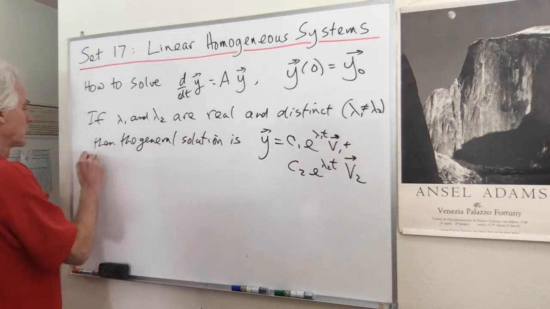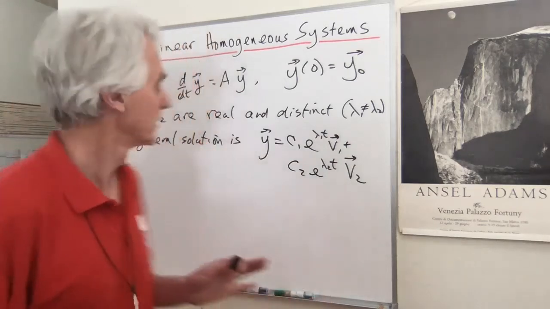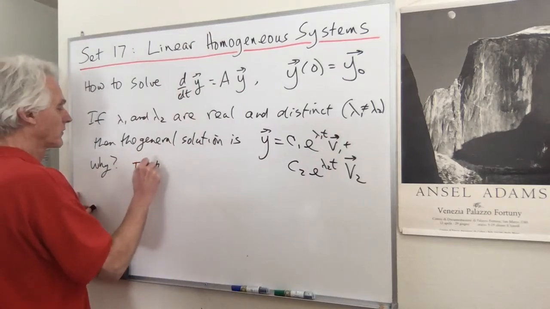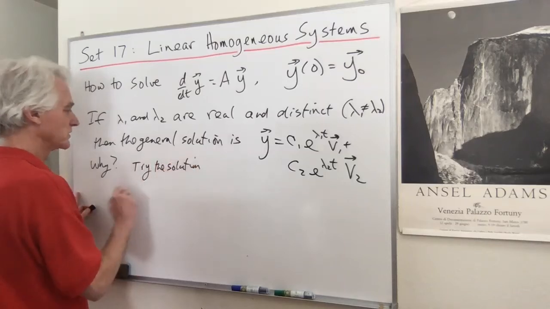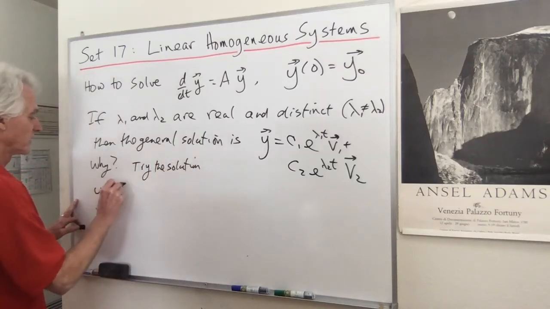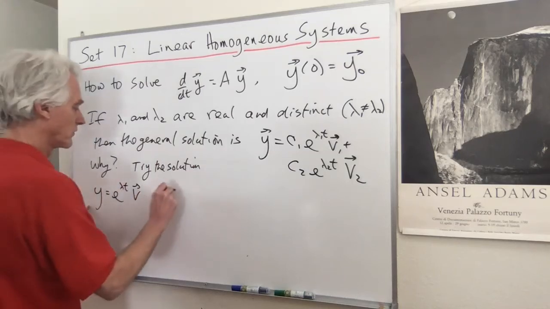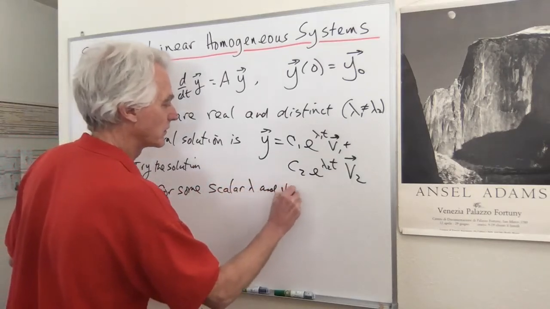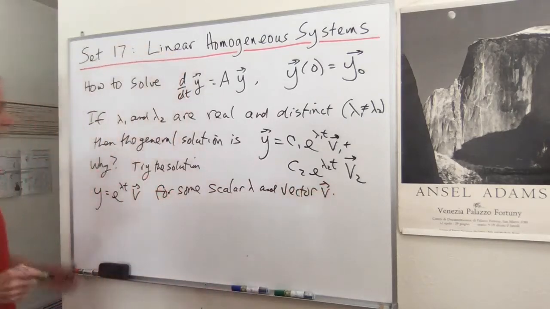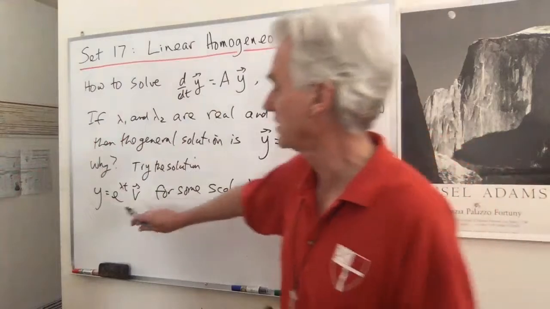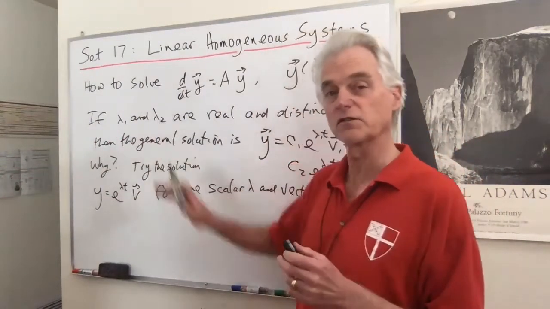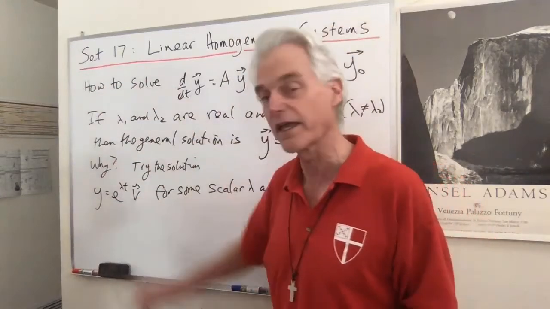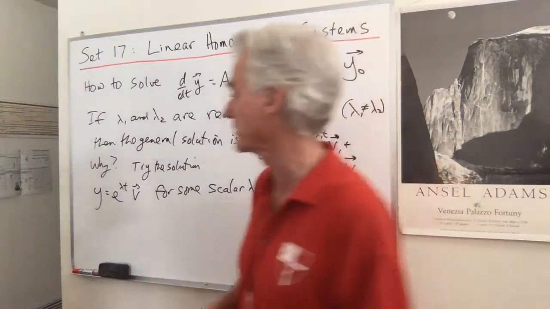So let's ask ourselves why this is the case. What we're going to do is just try the solution y equals e to the lambda t v, for some scalar lambda and vector v. We're just going to try a solution of this form. We have a vector in our two-dimensional space, and that just gets multiplied by either a growing or decaying exponential, e to the lambda t. Just plug that into the differential equation and see what happens.